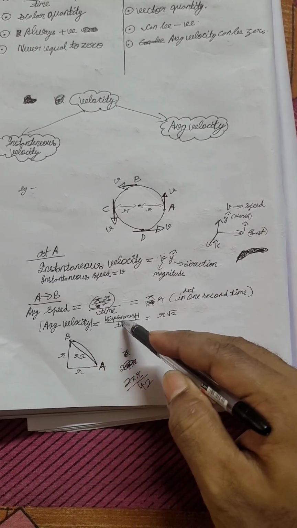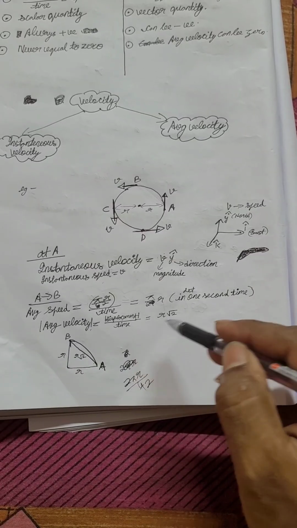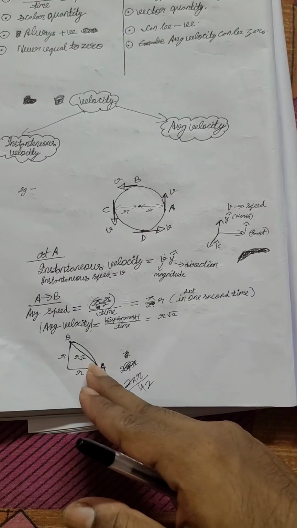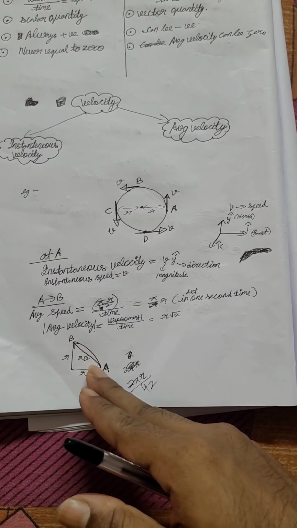Average velocity is displacement by time. Here we are taking the magnitude; we are not taking the direction now. So I told you this straight line. So r root 2 is the answer.